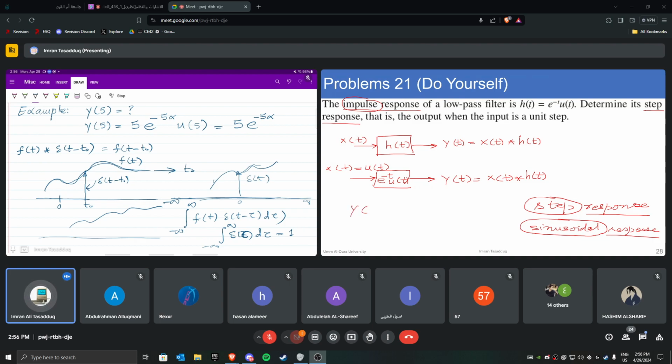So y of t will be u of t convolution with e to the power minus t u of t. You have the formula. You can always apply the formula and find the answer. Clear? Any question?